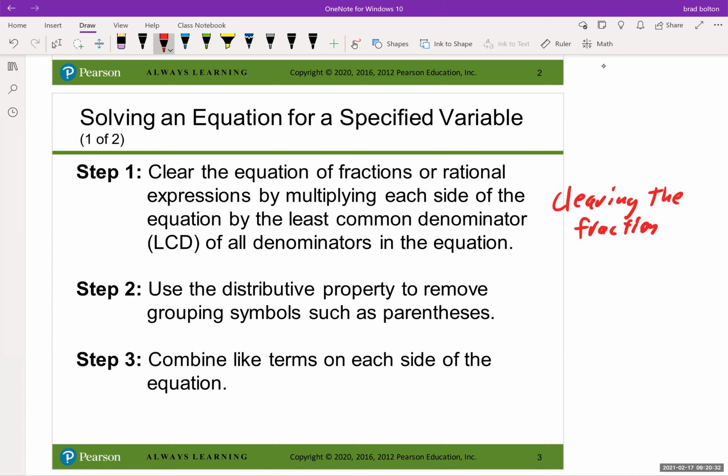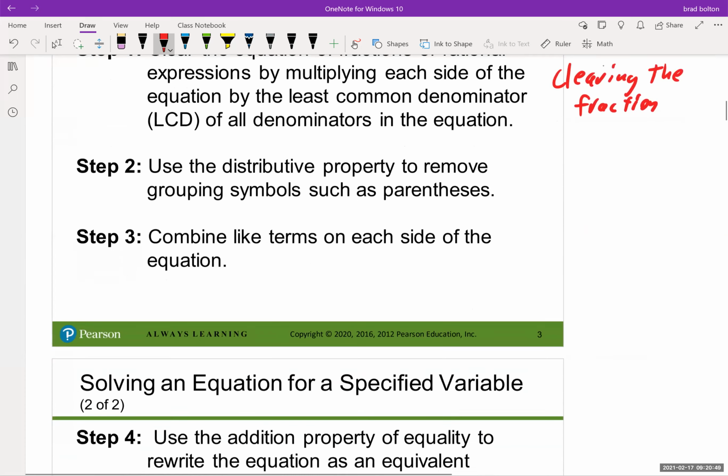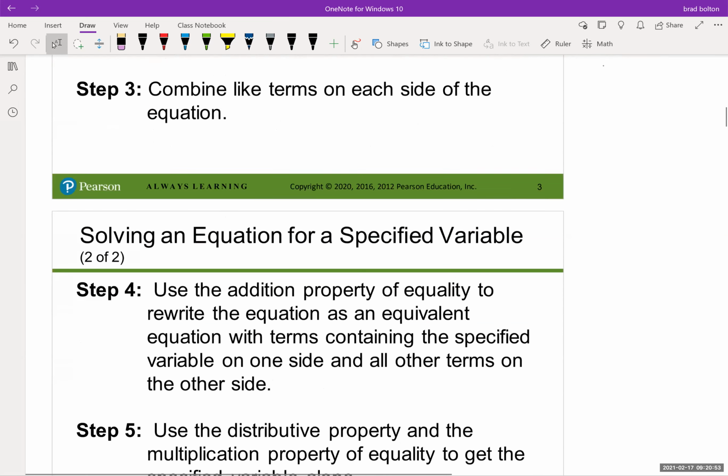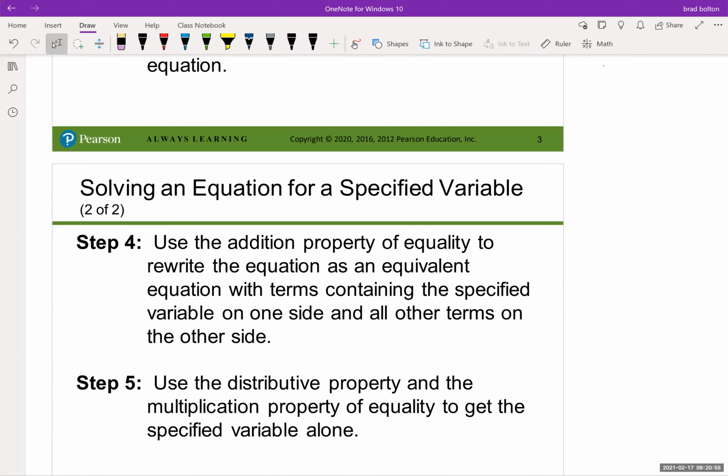And again, most of the time in general, you do not like to have the variable that you're trying to solve for in the denominator. So one method is just to multiply both sides by that variable to get it out of the denominator. Use the distributive property to remove grouping symbols such as parentheses. Okay, that's pretty standard. Combine like terms on each side of the equation. Once again, pretty standard. Use the addition property of equality to rewrite the equation as an equivalent equation with terms containing a specified variable on one side and all other terms on the other side.